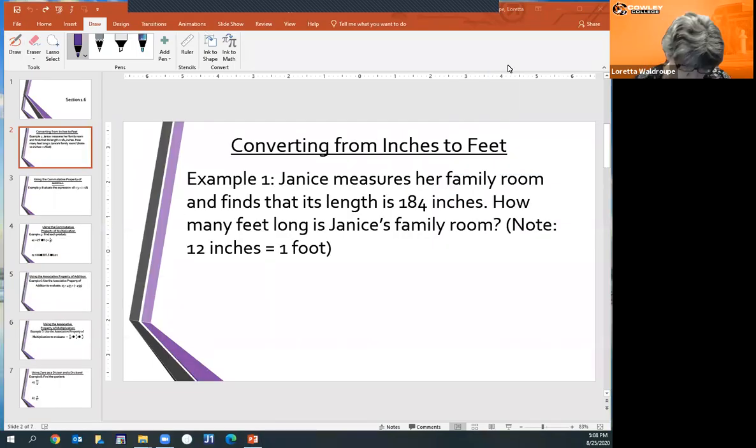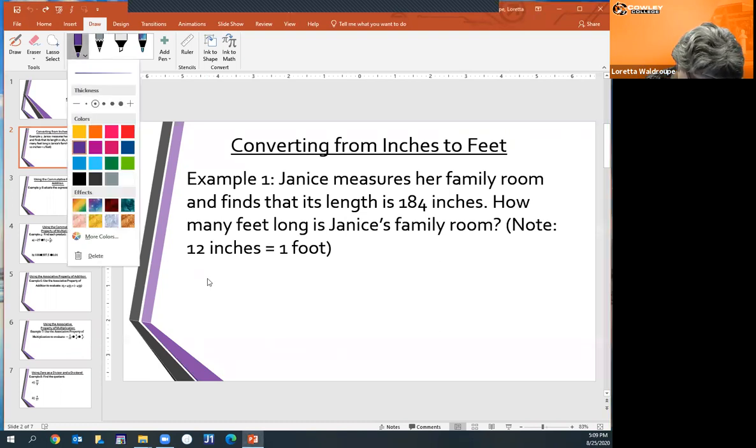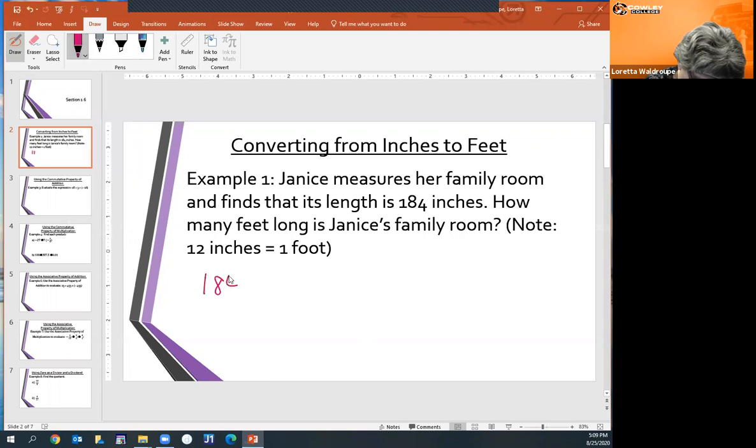Okay, everyone, this is your lecture for 1.6, and we're going to start with converting. So I want to take 184 inches and change it to feet.